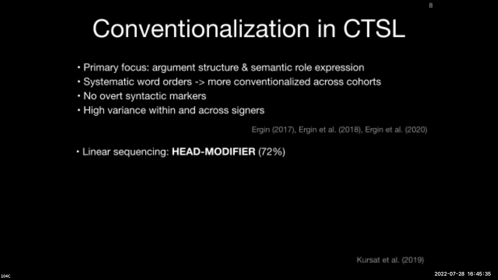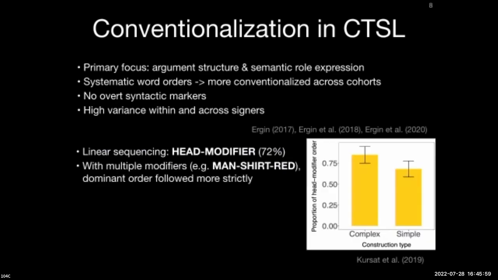So most relevant for our purposes, our lead author, Leila Korshot, recently looked at phrasal structure in CTSL, in particular how signers distinguish between members of the same semantic category. And what she found is that when using modifiers, signers of CTSL prefer the head and then modifier linear sequence. She also found that when there were more complex semantic relationships between words, for example, when there was a second modifier modifying the first one, like in the English example, red-shirted man, signers followed a dominant word order, this dominant head and then modifier order, even more strictly, which suggests that greater semantic complexity calls even more strongly for a conventional order.